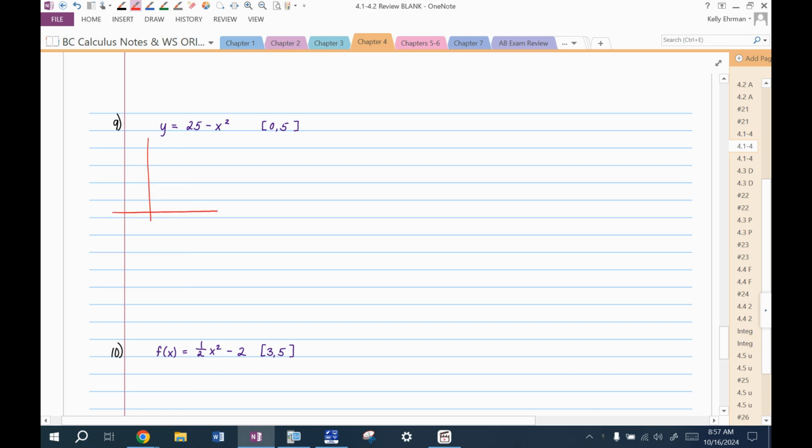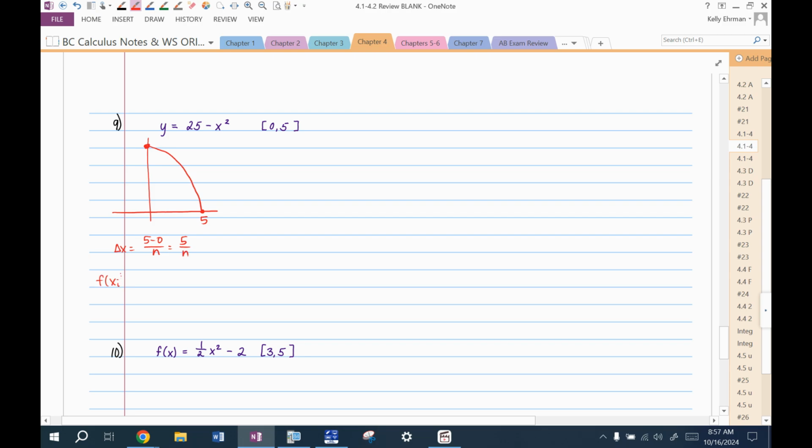So if I plug in 0, I get 25. If I plug in 5, I get 0. It's something like this. Okay, so delta x will be 5 minus 0 over n. So delta x is 5 over n.